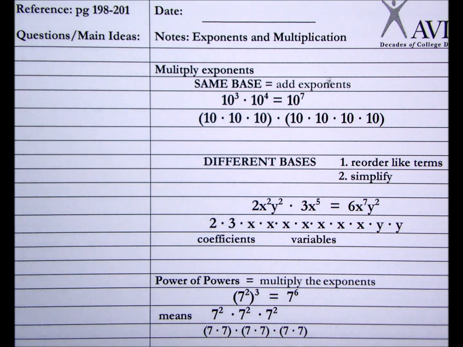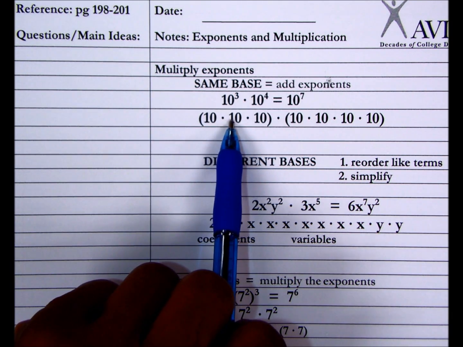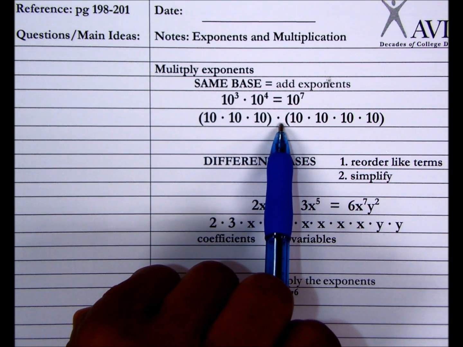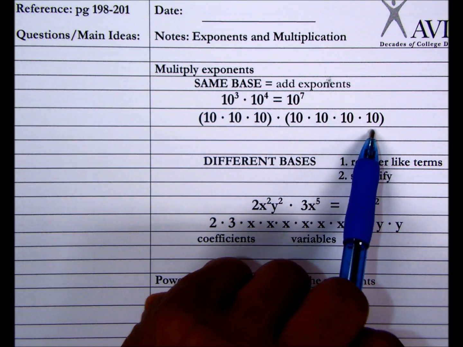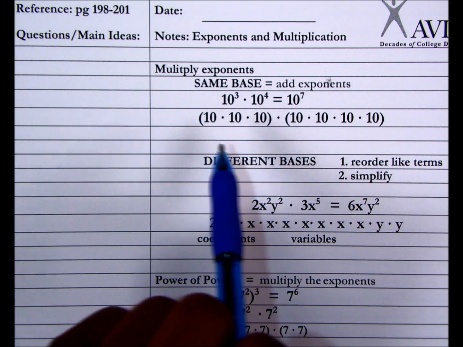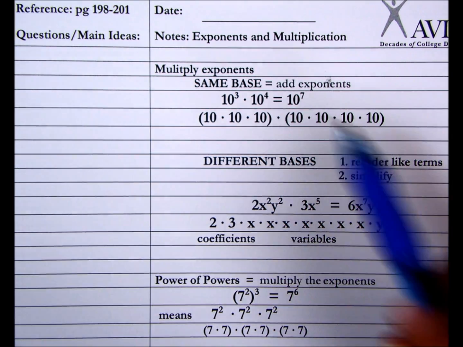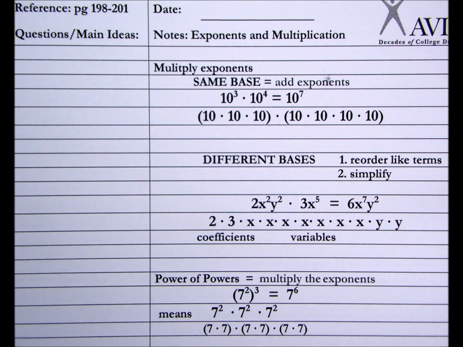10 cubed times 10 to the 4th power. It says it equals 10 to the 7th power. And I'm going to show you why that's true. Because we multiplied 10 times 10 times 10. That's 10 cubed. And then it says multiply, and we did that. And then we said multiply 10 times 10 times 10 times 10. That's 10 to the 4th. If we multiply those together, it'd be 10 times 10 times 10 times 10 times 10 times 10 times 10, 10 to the 7th power.